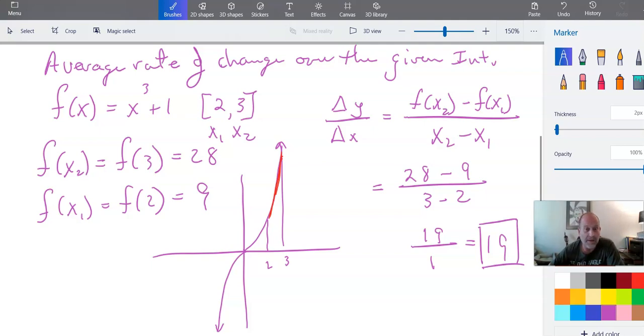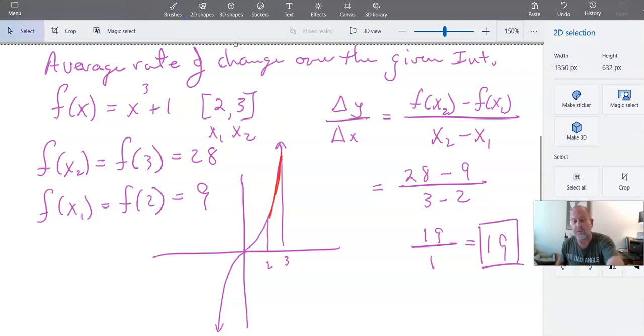And cubed functions get steep real fast. But that's what we just found. We just found that interval over that single x value, right, from 2 to 3, that's 1 unit. We found the average slope over that unit. Okay, so let's go ahead and take a look at the next one.